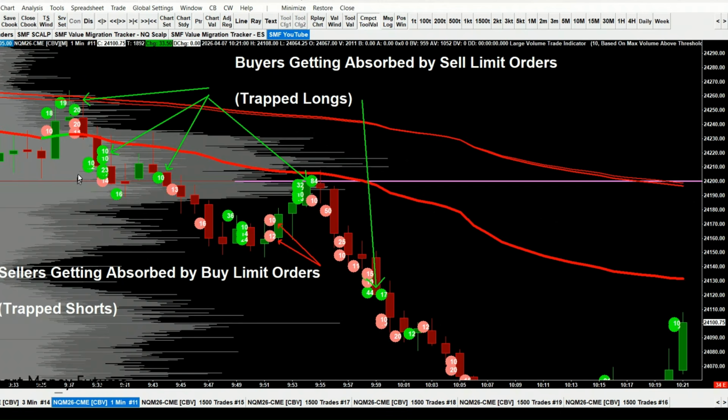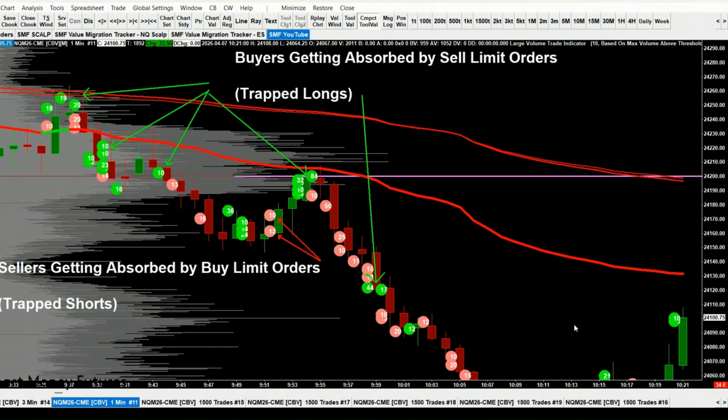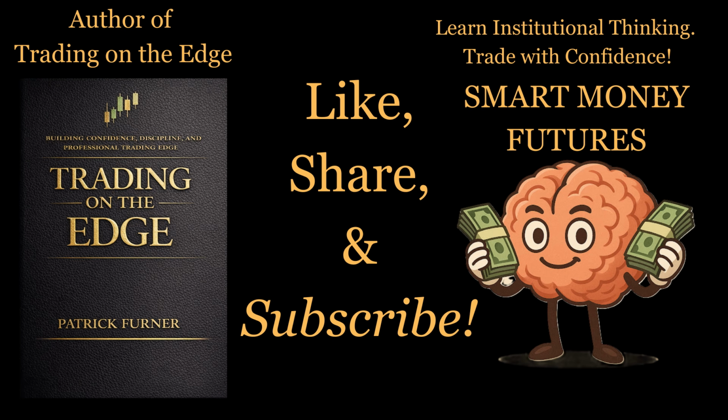before a squeeze. The second mistake is ignoring location. A large trade in the middle of balance does not have the same meaning as a large trade at value area high or value area low. Mid-range trades are often low quality because invalidation is unclear and targets are usually limited. That is why the Trading on the Edge framework always comes back to structure.